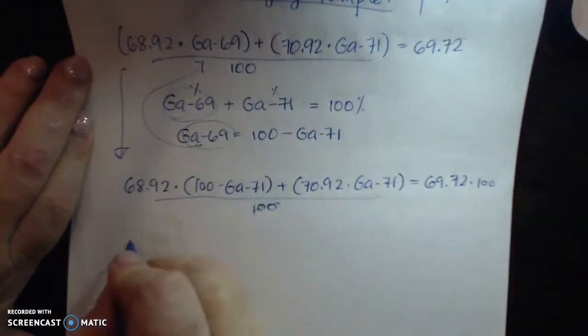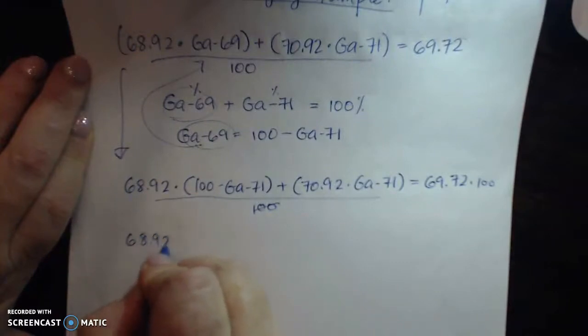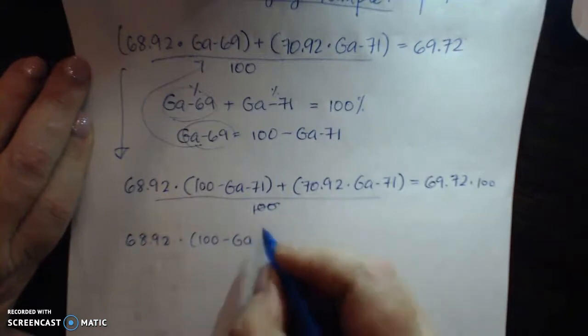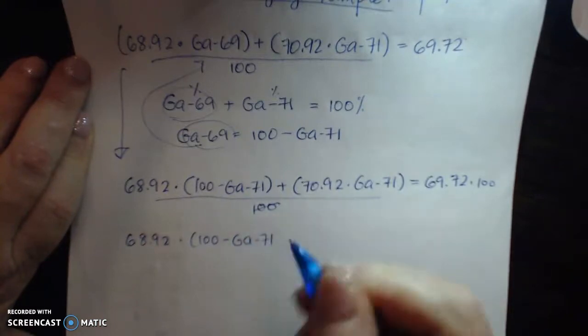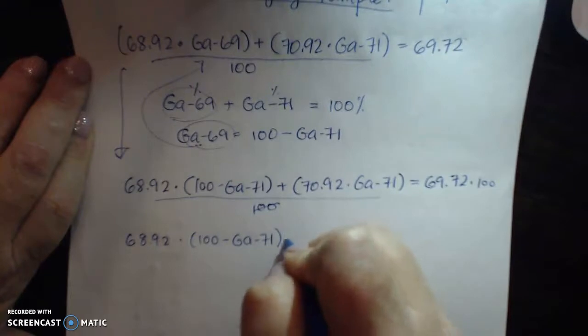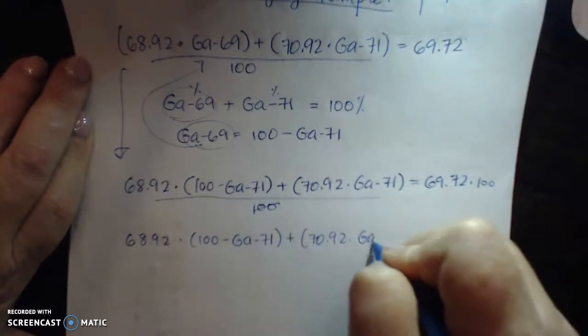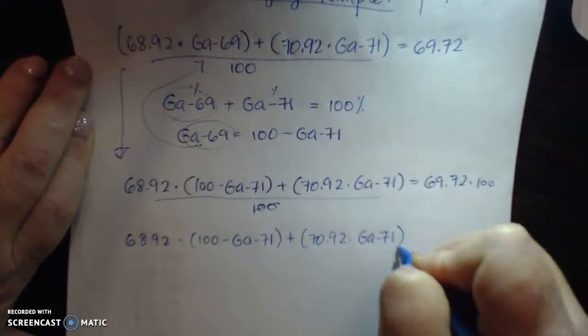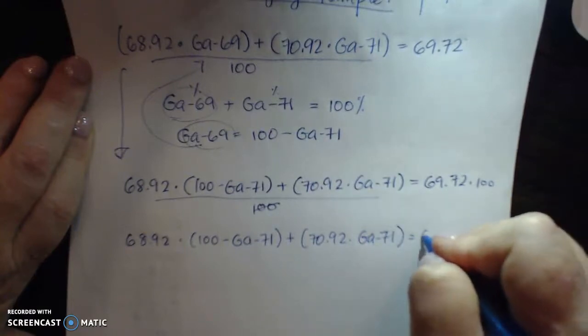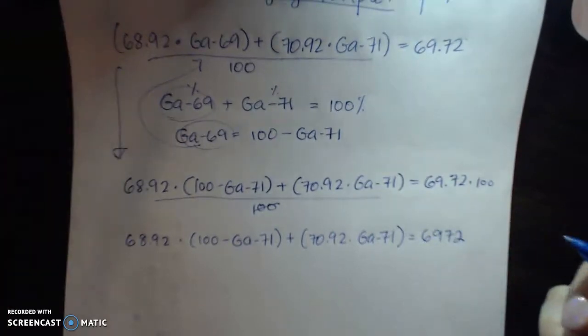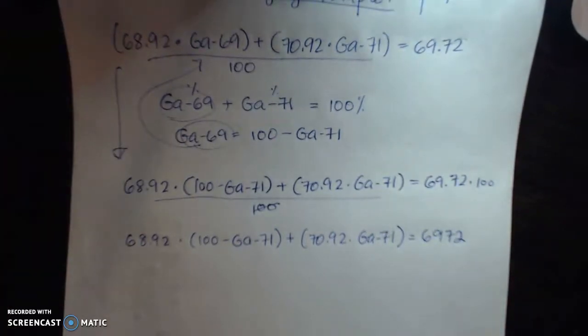So that goes away. So we've got 68.92 times 100 minus gallium-71 plus 70.92 times gallium-71 equals 6,972. Okay. So now that we have the 100 out of the way, now what we can do is we can combine our like terms.